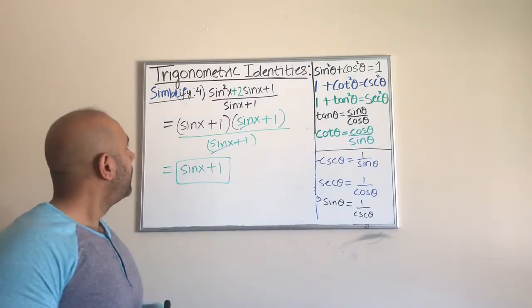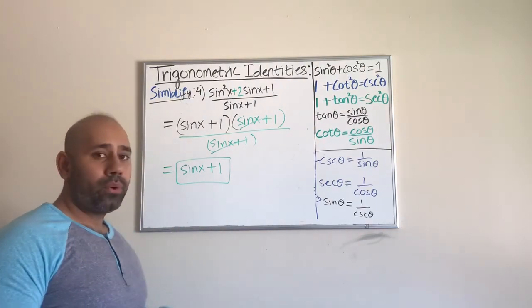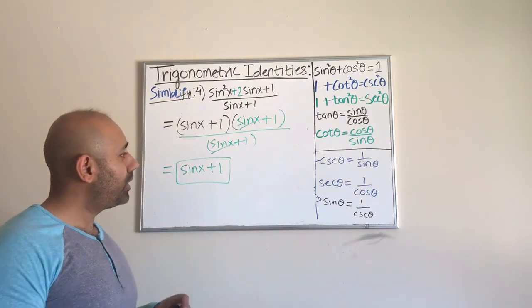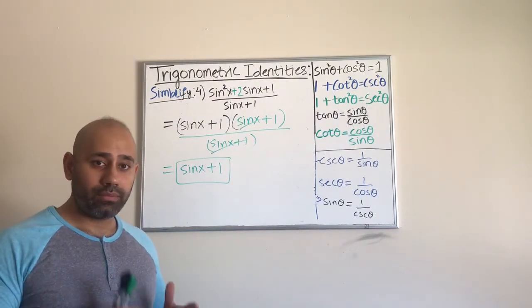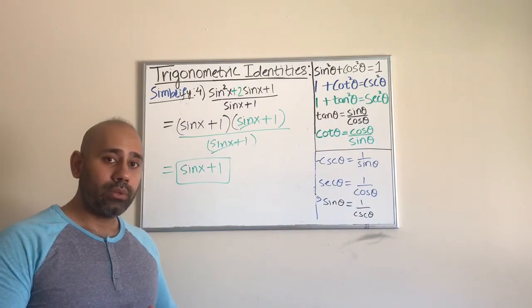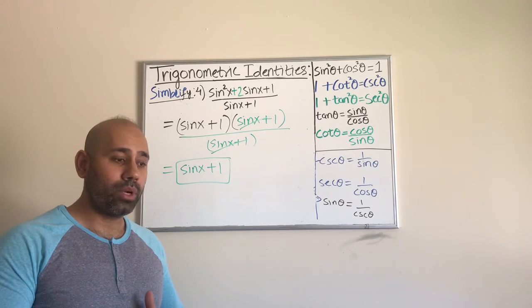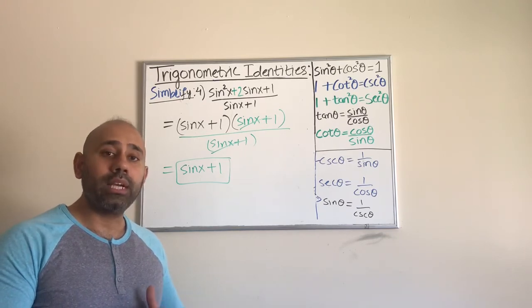Okay. So guys, that is example 4. We still have 3 more to go in this section. So I'm going to get those 3 done in my next 3 videos. And then we'll move on to something more fun and interesting. I think we'll move on to the sum and difference identities.